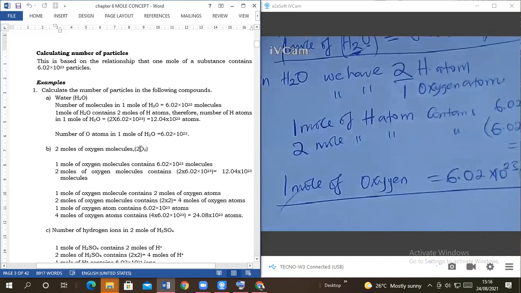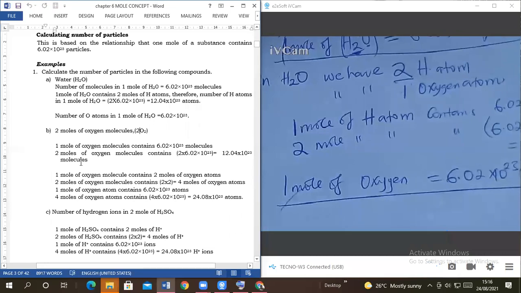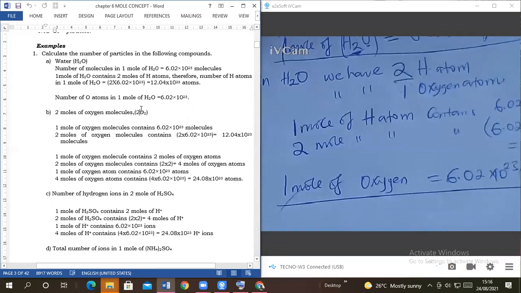These 2 here, because they want the number of moles in 2 moles of oxygen. In oxygen, we have 2 moles of oxygen containing these particles. But inside oxygen itself, we have O. This O has 4 particles in them. That's what they are saying. 1 mole of oxygen contains 2 moles of oxygen atom.